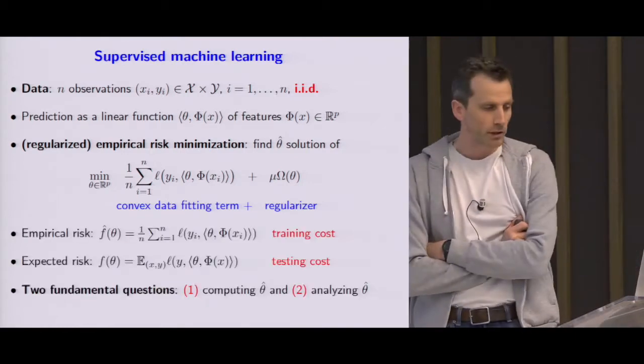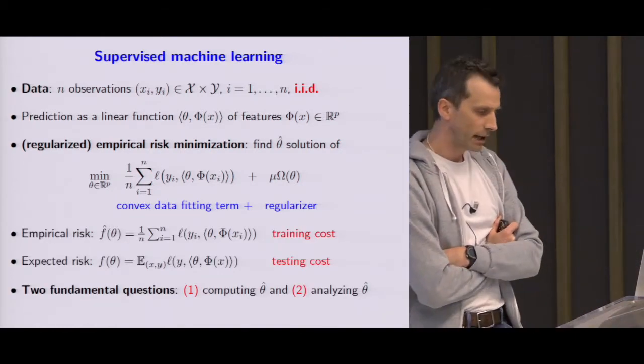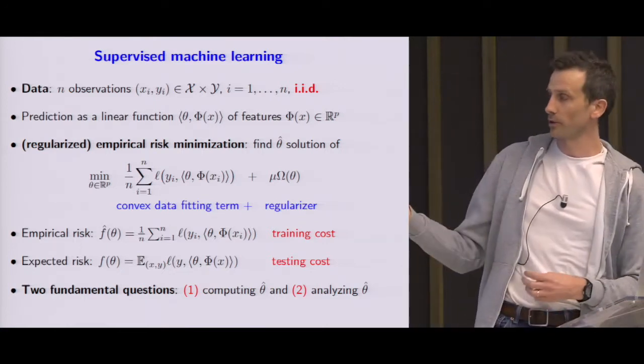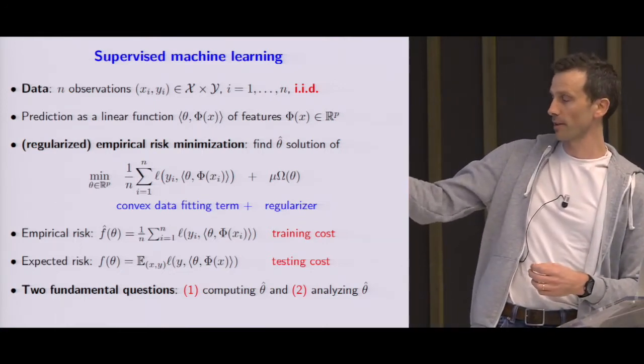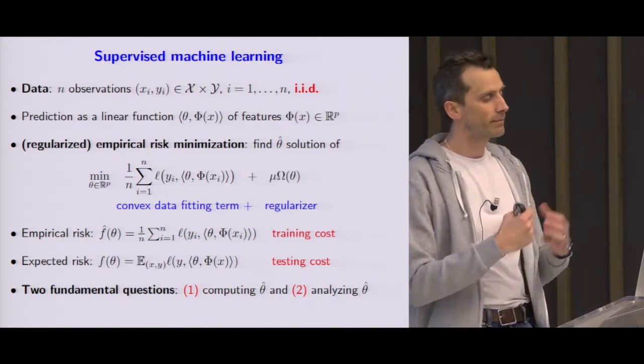So now you have two quantities which are really important for the algorithm's analysis. The first one is what you can observe, the empirical risk. This is the same function as this. This is simply: give me the data, give me your parameter.